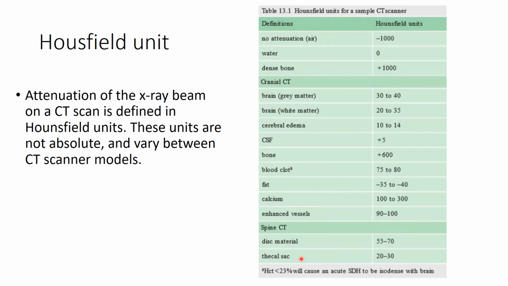Another note here: a hematocrit of less than 23% will appear as isodense to the brain. We'll talk about that later on. We'll see scans later on.